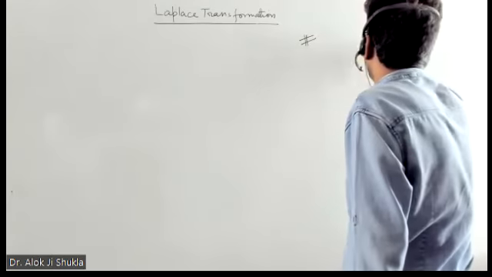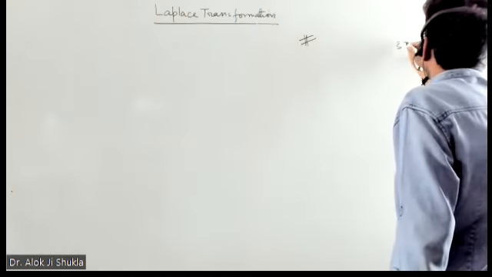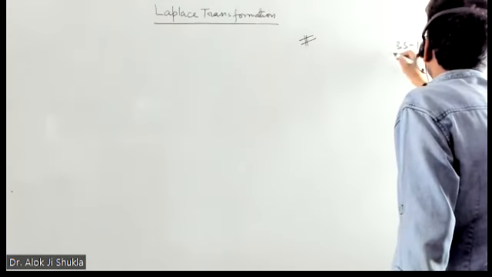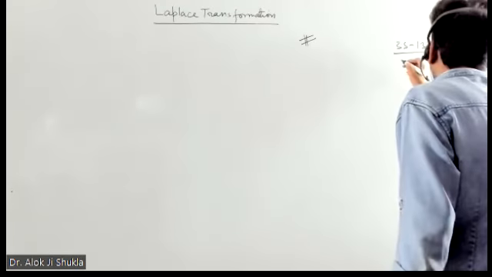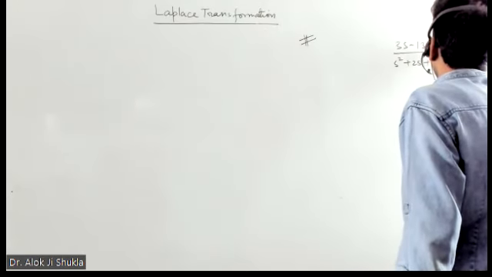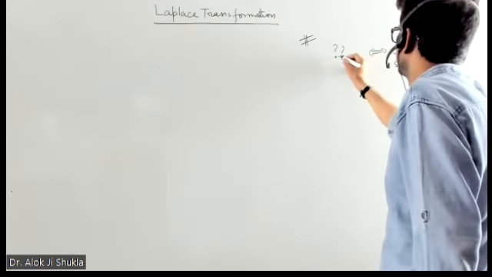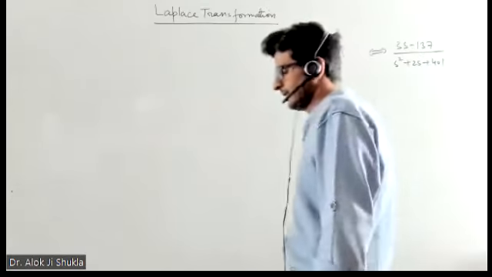So let me give you a problem: (3s minus 137) over (s square plus 2s plus 401), and I want the inverse Laplace of this. Okay, this is the problem.